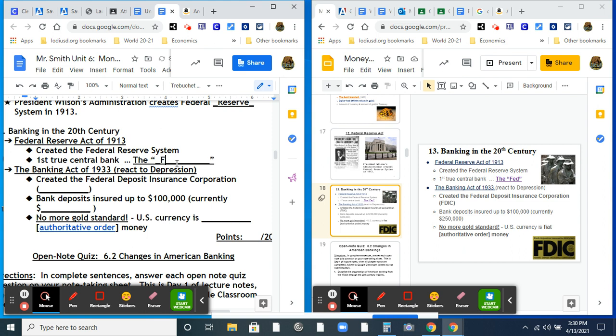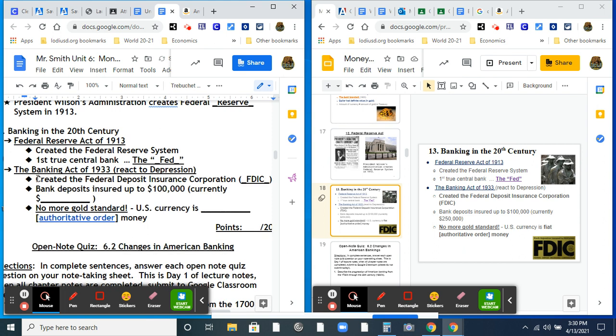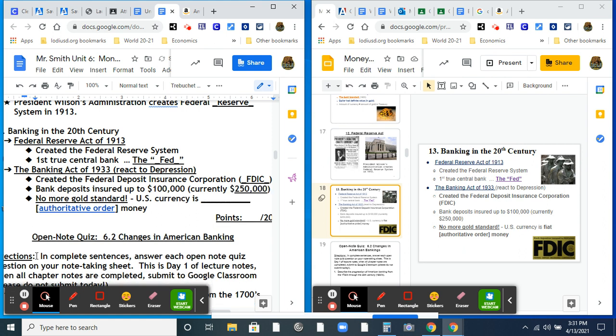So we're writing in the Fed and FDIC. And we're writing in 250,000. And we're writing in fiat. Fiat means by order. It's an arbitrary or authoritative order. It is what it is because we say it is.